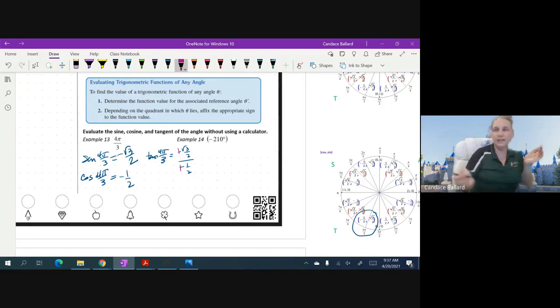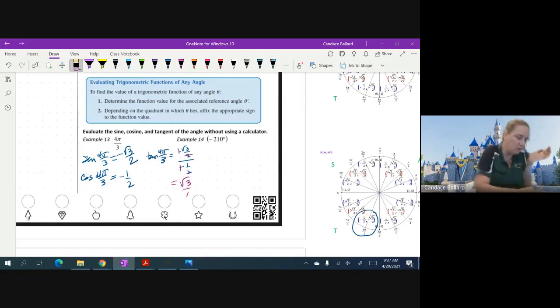All right, good. We're going to get to cancel out those 2's. So guess what? It's really just the square root of 3. You could write the over 1 if you wanted, but it's not necessary. So just square root of 3. Okay?